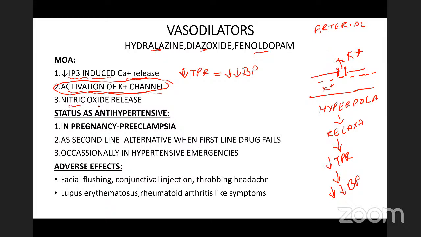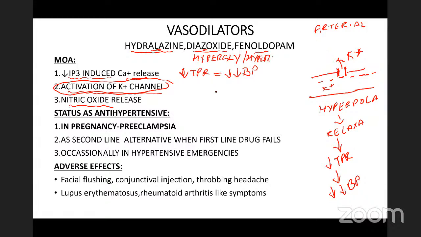There is also a little bit of effect on the release of nitric oxide, which increases the cyclic GMP inside the vascular smooth muscles and contributes to vasodilatation. Diazoxide has the same effect as that of hydralazine. And one more important point: diazoxide produces hyperglycemia and hyperuricemia.